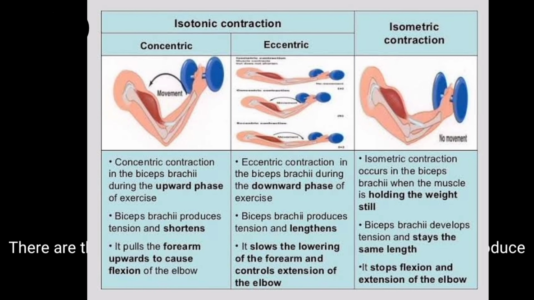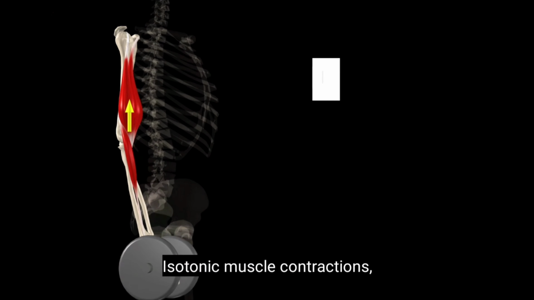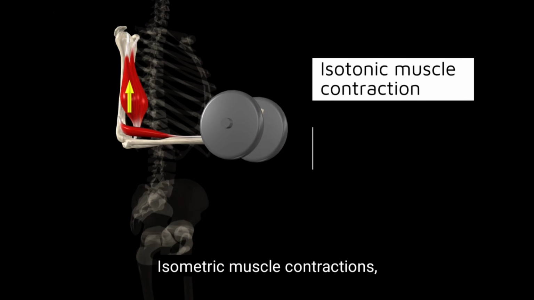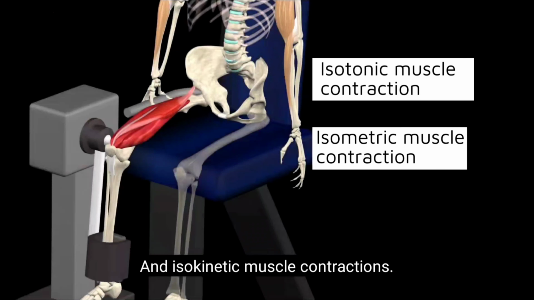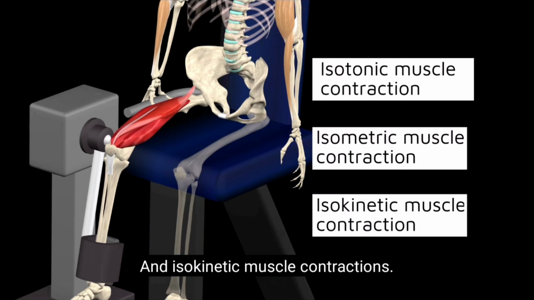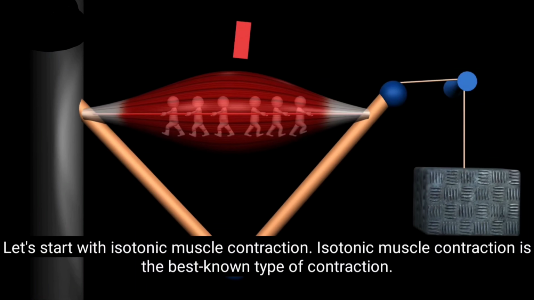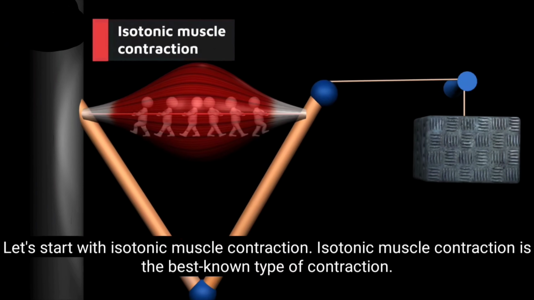There are three general types of muscle contraction that help us produce different movements: isotonic muscle contractions, isometric muscle contractions, and isokinetic muscle contractions. Let's start with isotonic muscle contraction.